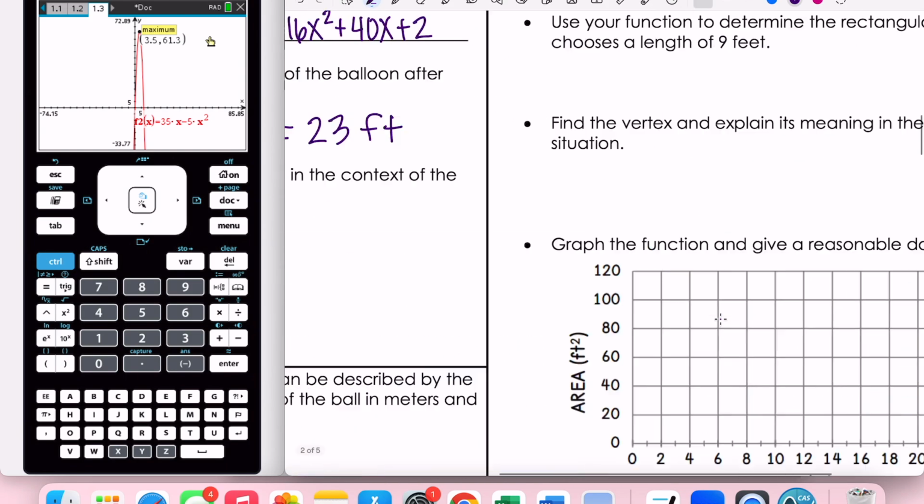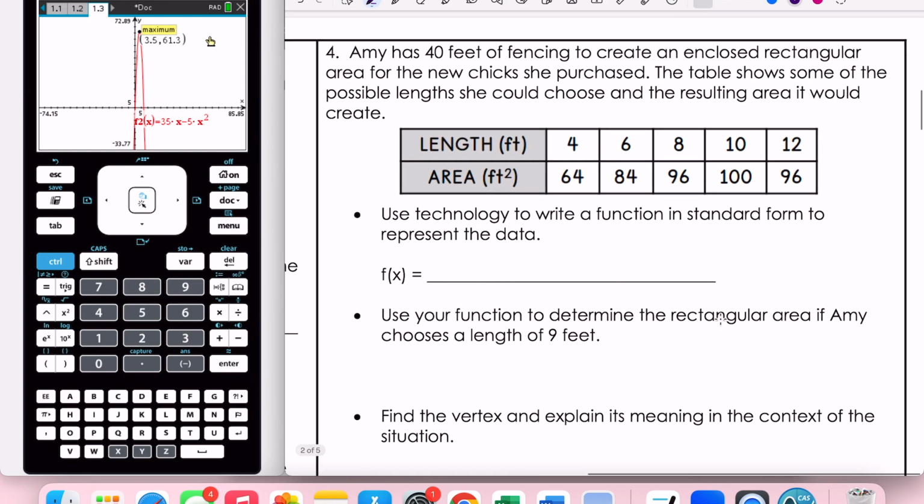Okay, let's look at the last problem, number 4. Amy has 40 feet of fencing to create an enclosed rectangular area for the new chicks she purchased. The table shows some of the possible lengths she could choose and the resulting area it would create. Use technology to write a function in standard form to represent the data.